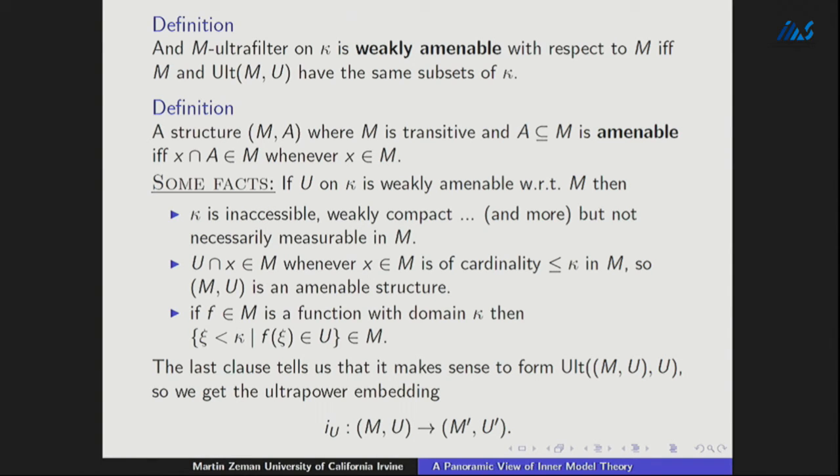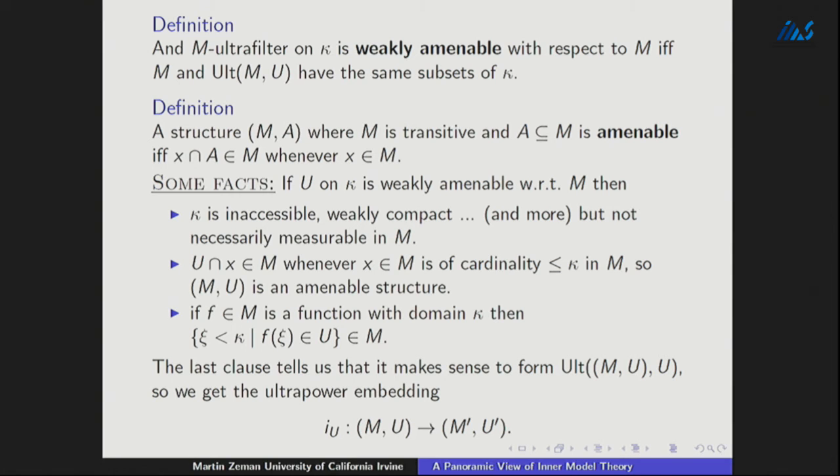Now, if you form the ultrapower using a weakly amenable measure, and you assume that the ultrapower is well founded, and you inspect the thing a little bit, then you are able to prove that from the point of view of the model, this kappa will be inaccessible and weakly compact. But you wouldn't be able to prove its measurability. And you get something like amenability: M can see all small pieces of U. By small I mean that this X is of cardinality at most the critical point.